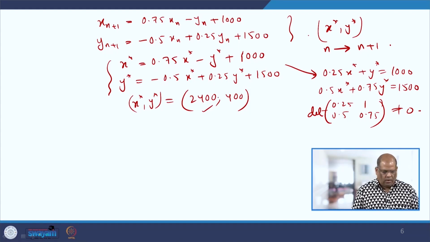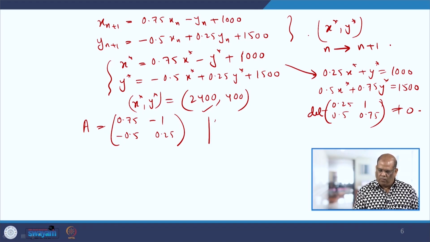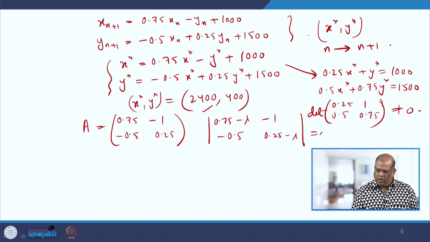And then you find the coefficient matrix, which is 0.75, minus 1, minus 0.5 and 0.25. Find the eigenvalues of this, which is the determinant of 0.75 minus lambda, minus 1, minus 0.5, 0.25 minus lambda. And in this particular case, you will get lambda 1 equal to 1.25 and lambda 2 equal to minus 0.25.